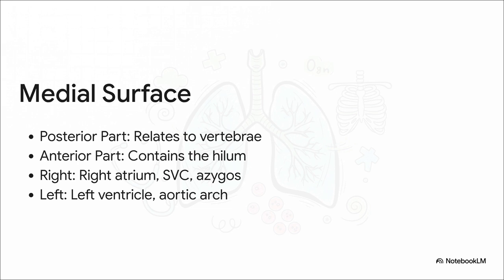and the great vessels. And since the heart is asymmetrical, the impressions left in that clay are completely different on each side. The right lung molds around the right atrium, the superior vena cava, and the azygos vein. The left lung, on the other hand, molds against the huge left ventricle, the arch of the aorta, and the descending aorta.